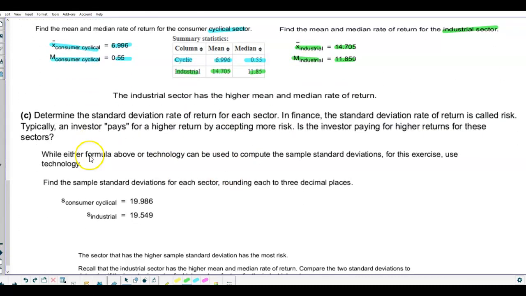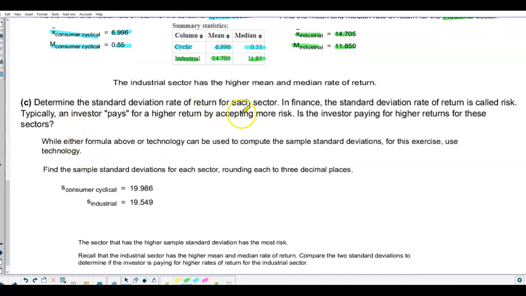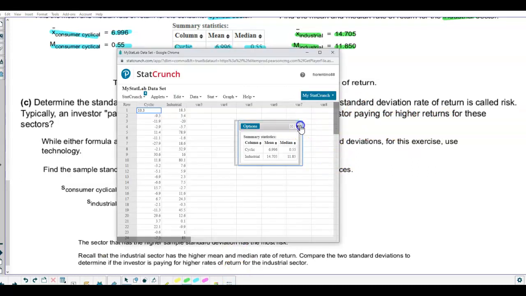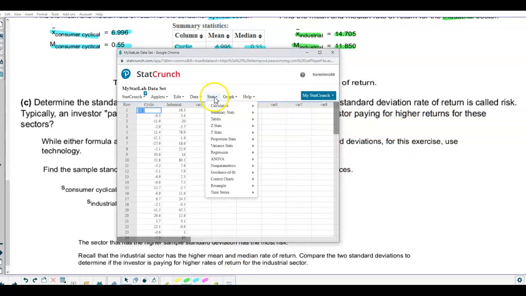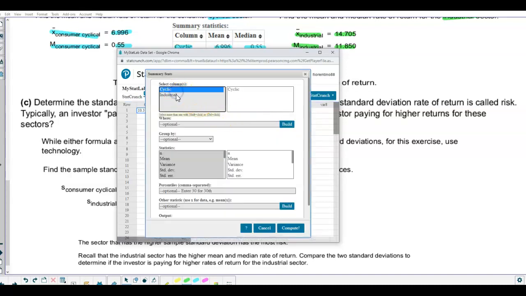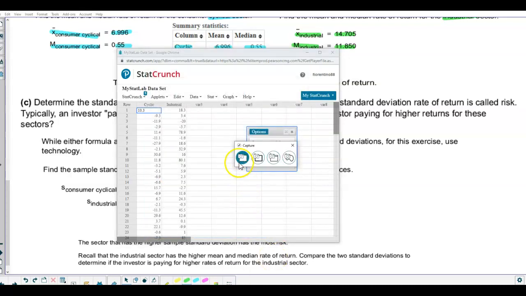Okay, and now we're going to determine the standard deviation rate of return for each sector. In finance, the standard deviation rate of return is called risk. Typically, an investor pays for a higher return by accepting more risk. Is the investor paying for higher returns for these sectors? So we're going to go back to our data on StatCrunch, select Stat, Summary Stats, and then Columns. Again, we select both columns, and we're looking for the standard deviation. So we're going to compute.